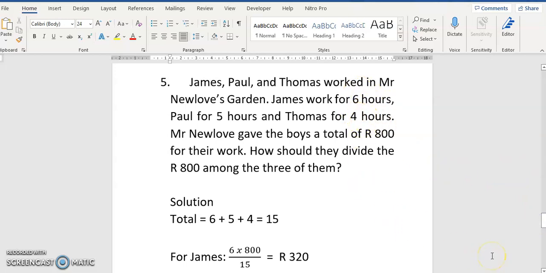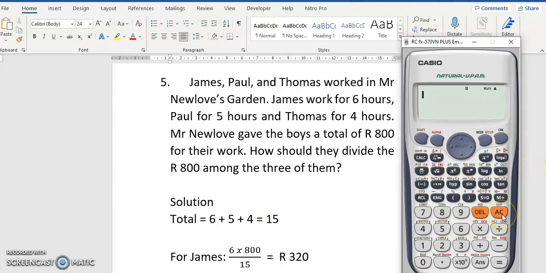So James, how much is he going to have? It's going to be the 6 hours times the total, which is the 800 rand, divided by the total number of hours. So if I press this on the calculator, see how I'm pressing, what am I going to get? You press this. Those who don't have Casio, please come with one. Okay, so you have this one, equal, and it's going to give us what? 320 rand. Good.